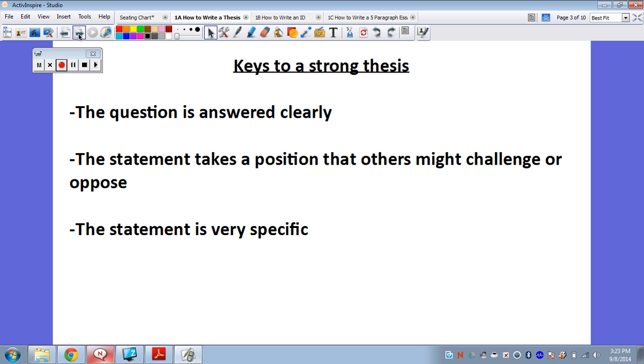Moving on. Keys to a strong thesis. The question is answered very clearly. If the question again was about country music, I'm going straight into the best country music singer of all time is, as opposed to talking about other things. Again, our statement takes a position that others might challenge or oppose, and the statement is very specific. We're to the point. There's no reason to beat around the bush. We're not saying the best country singer of the 90s when it was a full moon in an even-numbered year is. We're sticking straight to the point.